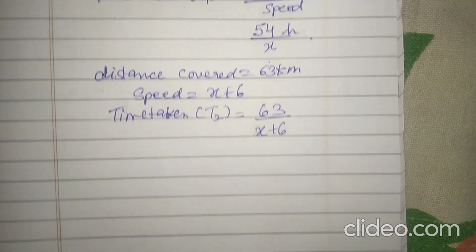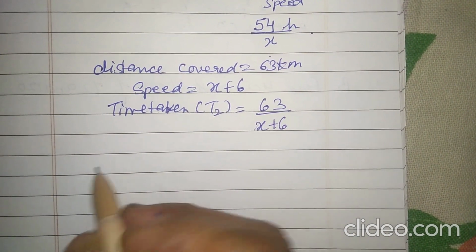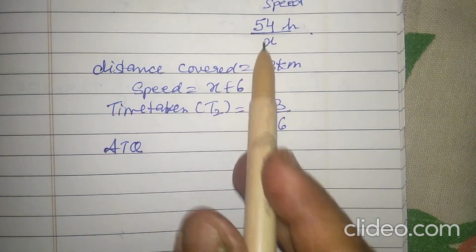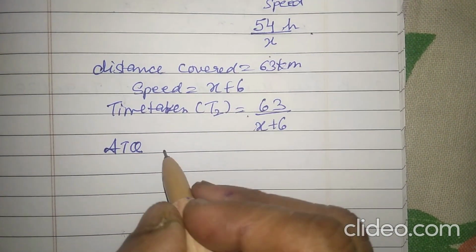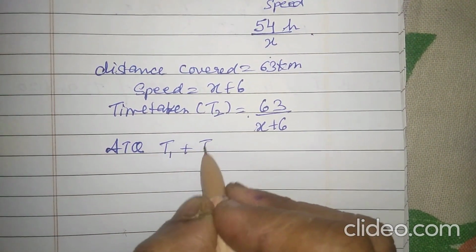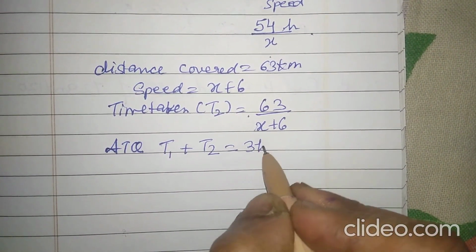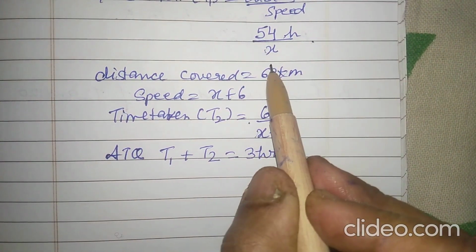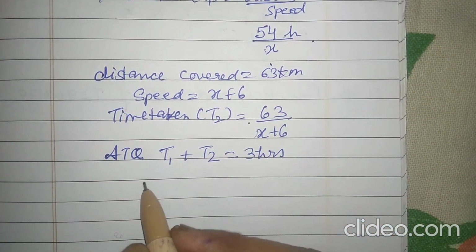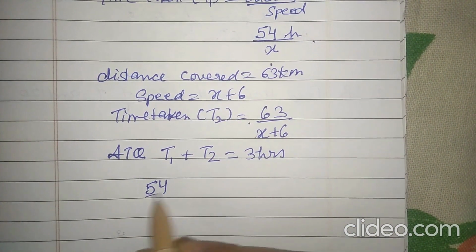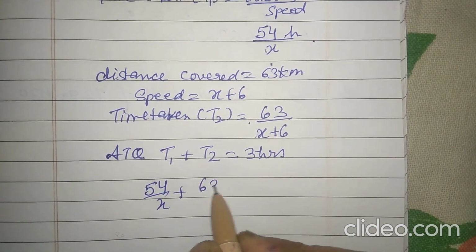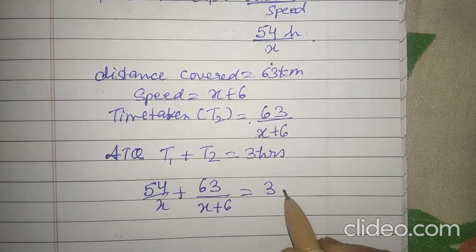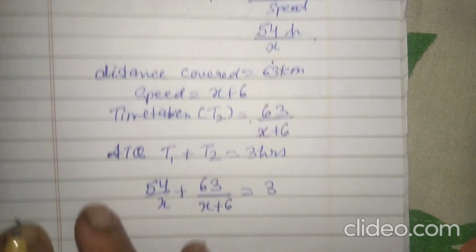Okay. Now according to the question, the time taken for both distances to be covered is 3 hours. So we can say that t1 plus t2 is equal to 3 hours, right? What is our t1? Our t1 is 54 by x. So 54 by x plus 63 by x plus 6 is equal to 3 hours. Okay. Now let's do the solution for this.